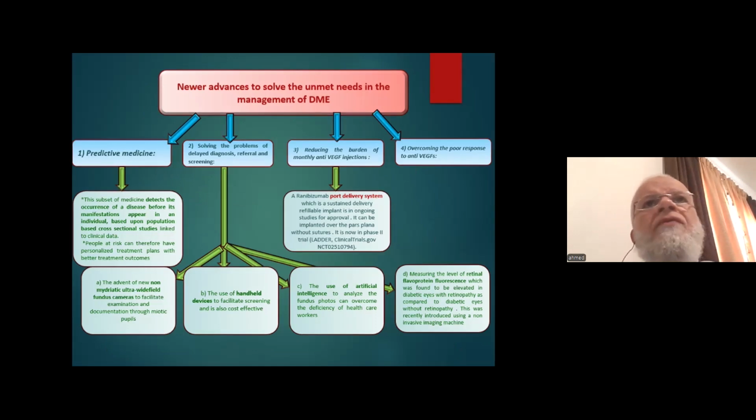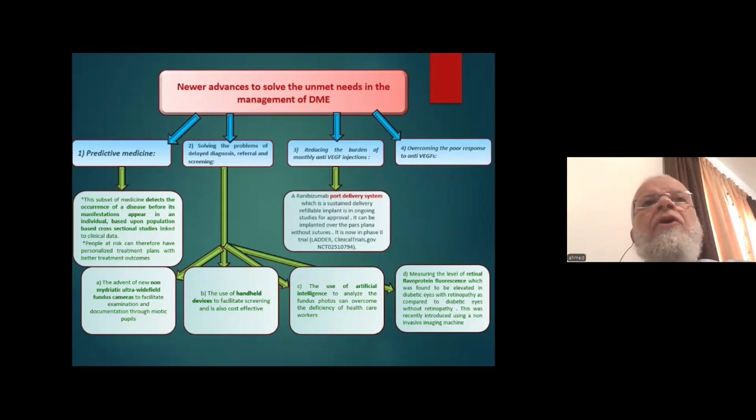Newer advances to solve the unmet needs in management of diabetic macular edema include predictive medicine, which detects the occurrence of the disease before its manifestations appear in an individual based upon population-based cross-sectional studies. Solving the problems of delayed diagnosis, referral, and screening can be done by using non-mydriatic ultra-wide field fundus cameras, handheld devices, and artificial intelligence.